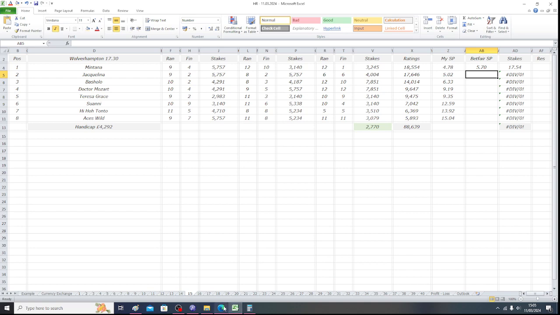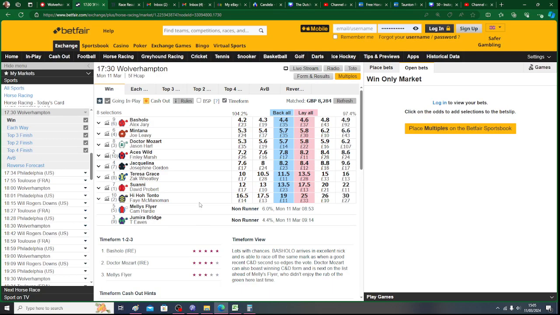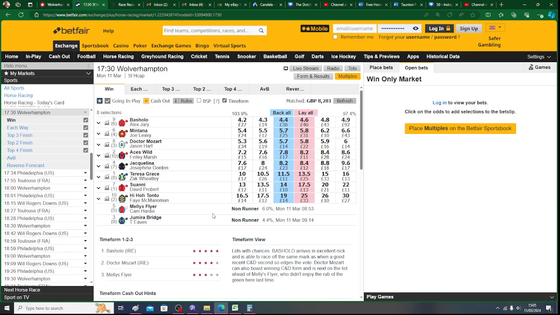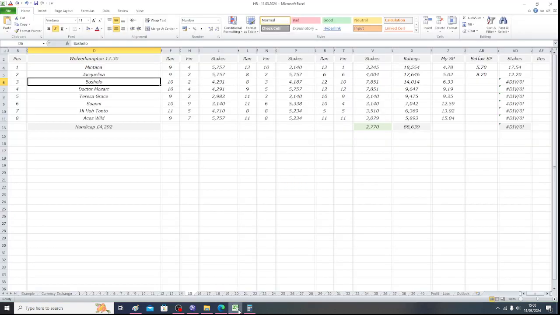So Jacquelina is our second selection. Jacquelina at the moment trading at 8.2. So 8.2. And here the stakes would be £12.20 to return £100. Our third selection is Basciolo. Basciolo is at the moment the market leader at 4.4.